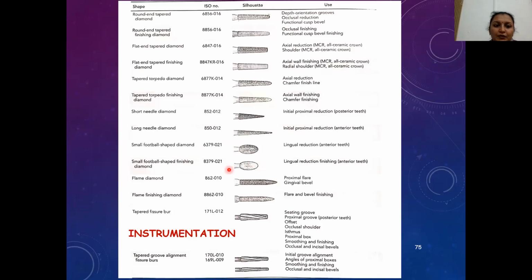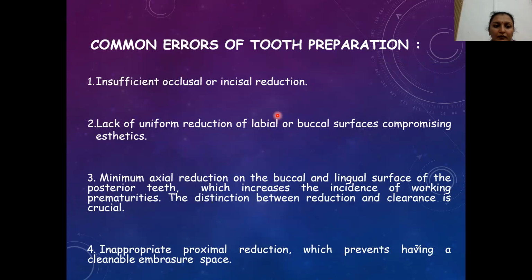These are the list of instruments which are required for the preparation. Now, the common errors of tooth preparation: insufficient occlusal or incisal reduction, then lack of uniform reduction of labial or buccal surfaces compromising aesthetics, minimum axial reduction on the buccal and lingual surface of the posterior teeth, which increases the incidence of working prematurities. The distinction between reduction and clearance is crucial.